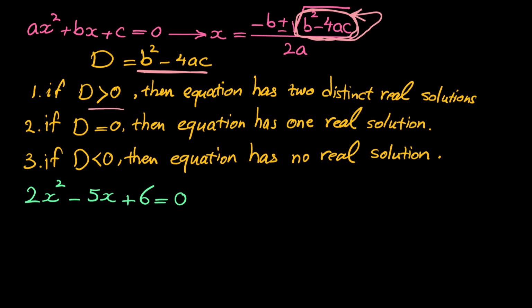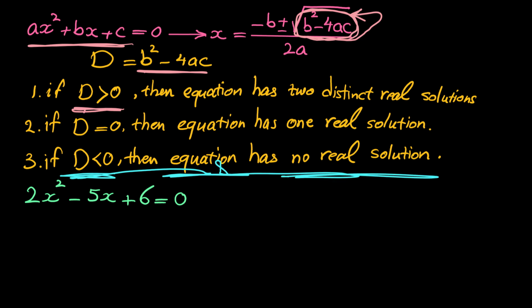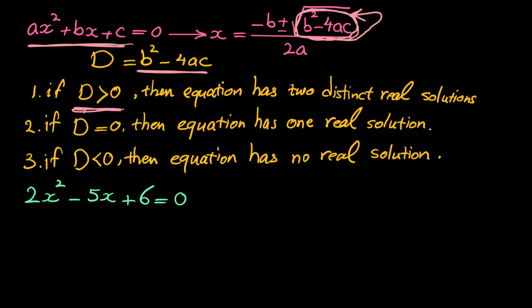If the discriminant is positive, then the quadratic equation has two distinct real solutions. If the discriminant is 0, then the quadratic equation has only one real solution. And finally, if the discriminant is less than 0, then the quadratic equation has no real solution. Basically it has two complex solutions, but it has no real solutions.